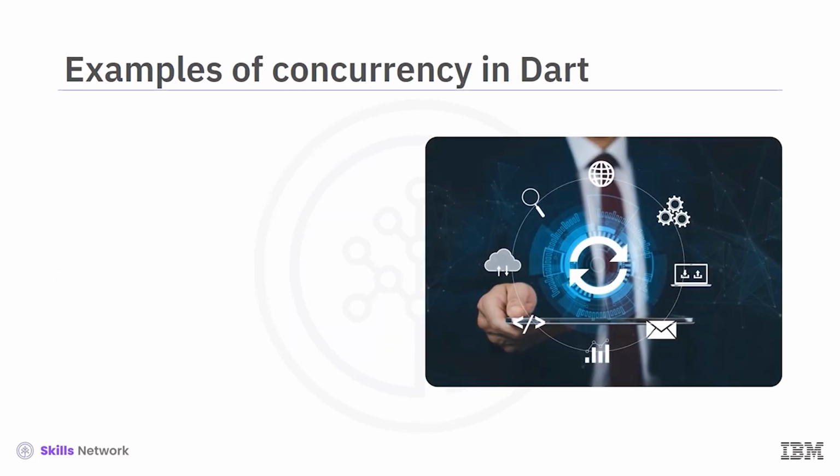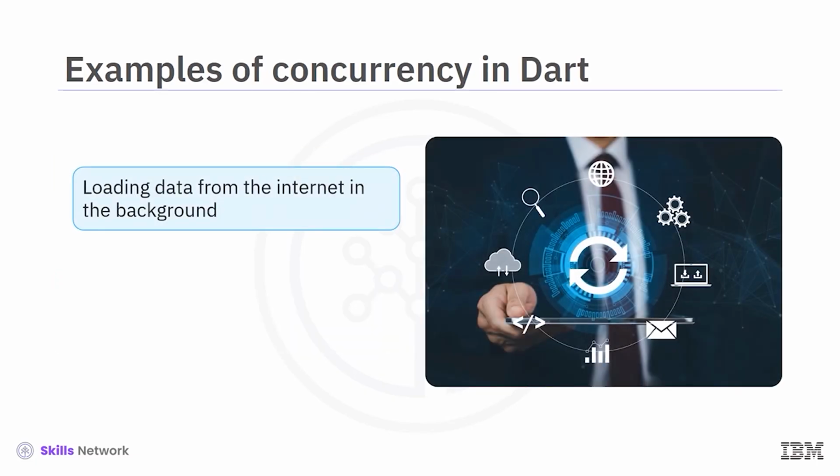One example of concurrency in Dart includes loading data from the internet. Imagine your app needs to fetch data from a web server. Instead of making the user wait while the data is loading, you can start loading the data in the background. Once the data is ready, you can update the app to display the new information. This way, the app remains responsive and the user can continue interacting with it while waiting for the data.